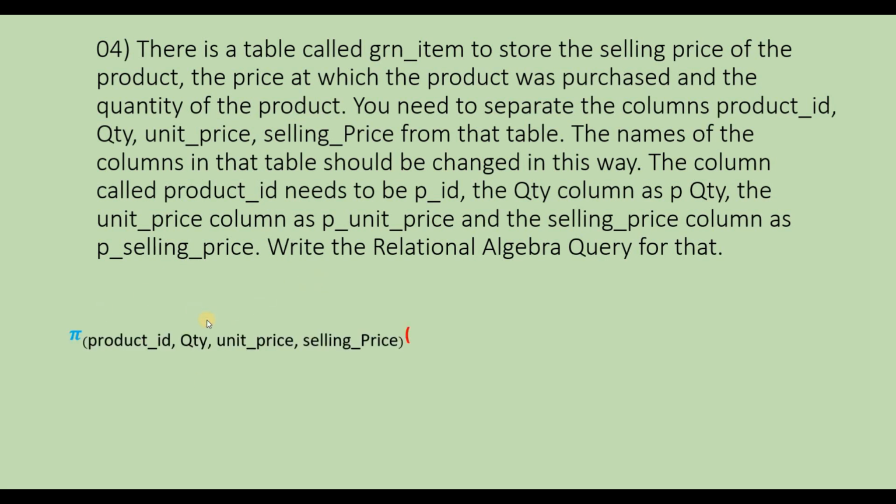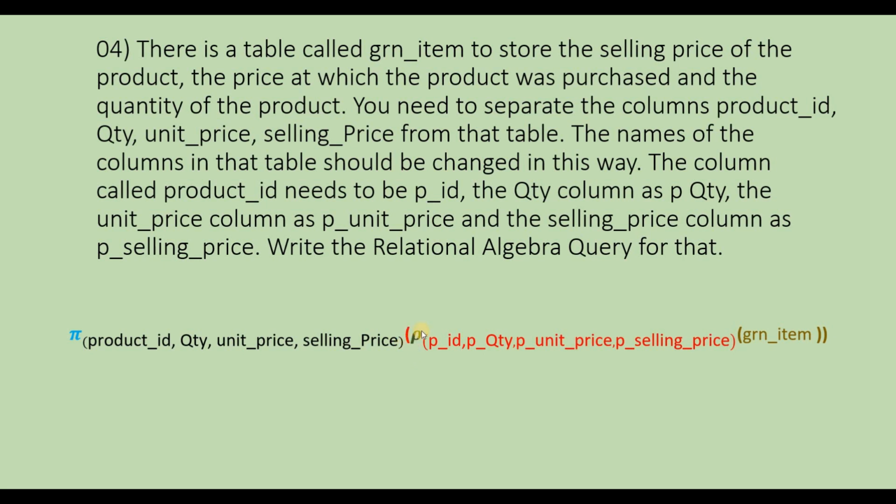To select the columns, we can use the projection operator. That means the letter pi. By using the letter pi, or the projection operator, we can select particular columns. So by using this projection operator, first I have selected the product ID column, unit price, quantity, and the selling price columns.